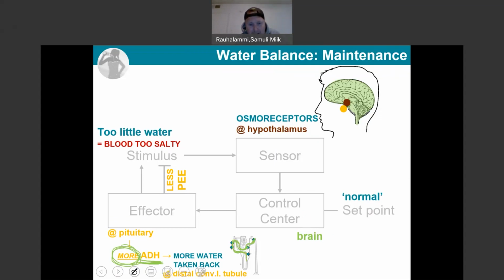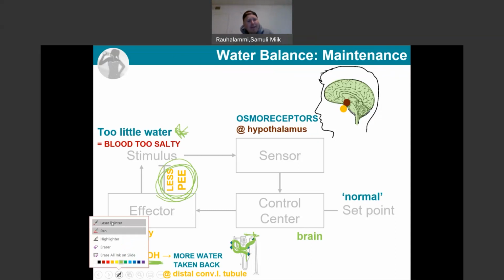So we're taking away some of that fluid that would otherwise become urine from the distal convoluted tubule by turning that wall very permeable. As a result, we're now making less of that output product, which was, of course, our urine. So we're going to make less urine, less pee, in response to this lack of water, in response to this dehydration that we had going on.